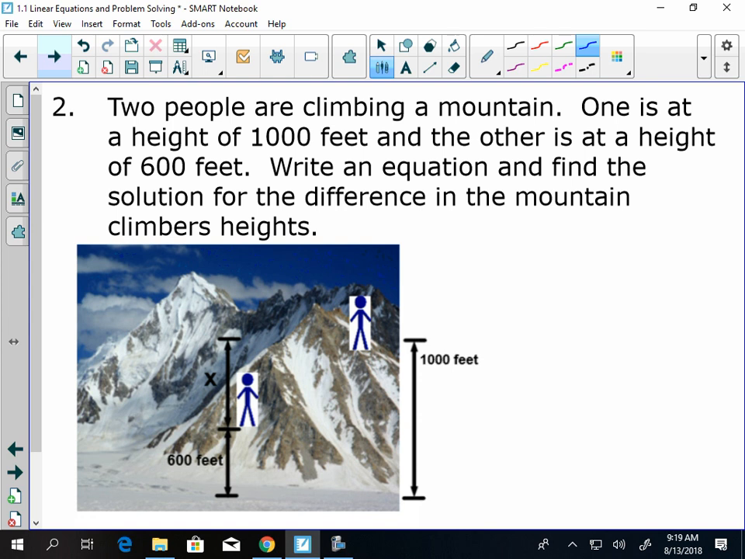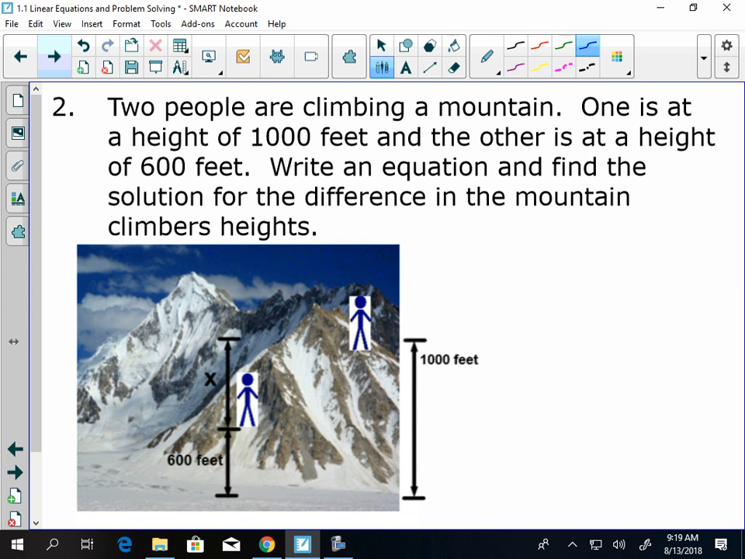Now, this should be easy to find. How far away are these two people? Just tell me how far away they are. Just look at it, read it. They're 400 feet, right? You can do that without writing an equation. The problem is they want you to write an equation. So how do I write an equation? How did you solve this problem? 1,000 minus 600. Yes, so what can I do?